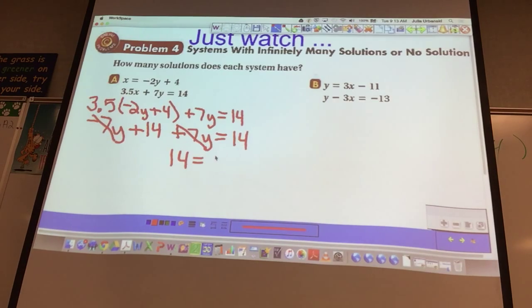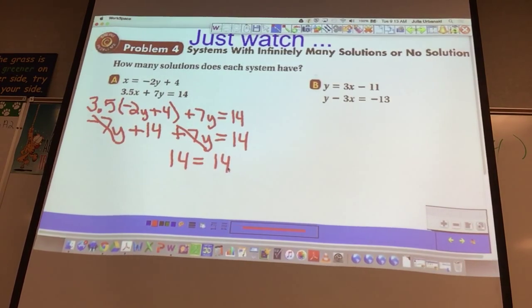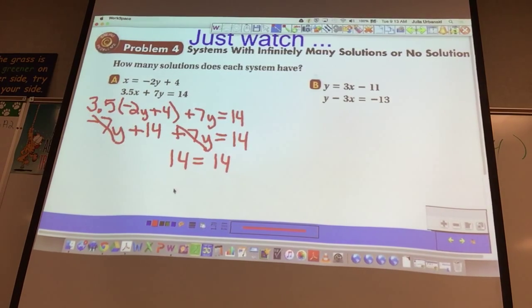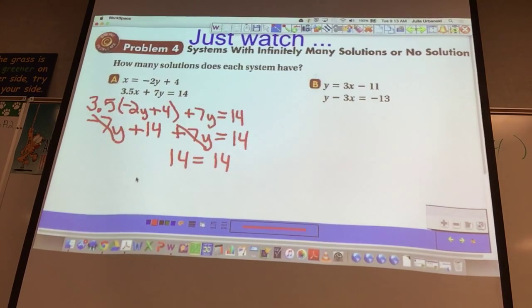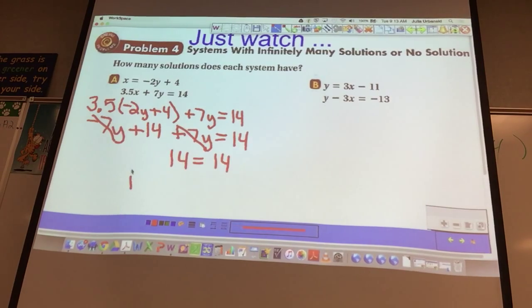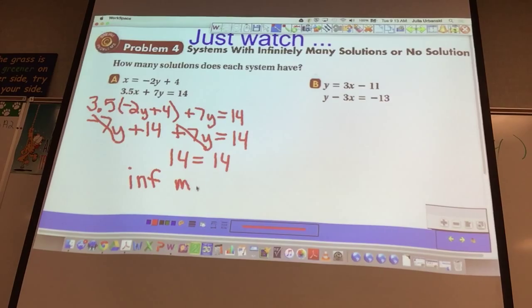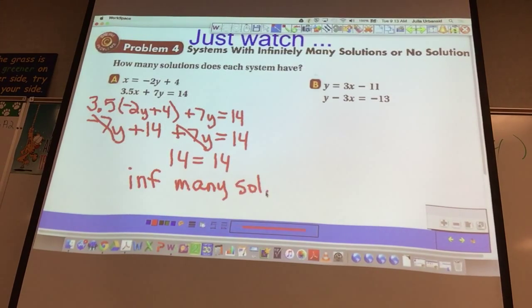So Jesse, there's actually 2 possibilities. One could be no solution, or one could be infinite solutions. And here's where you have to decide. If what you have left over is true, then it's true all the time, and it's called infinitely many solutions. That's just like the same line you're graphing. If what you have left over is false, that's where you'll say no solution.